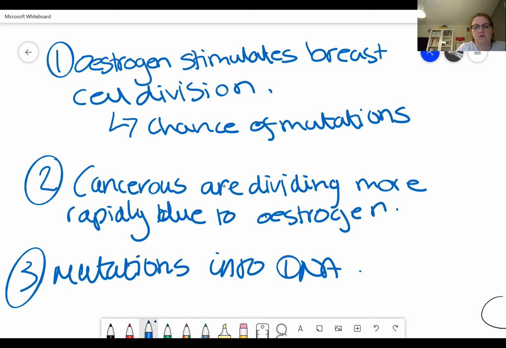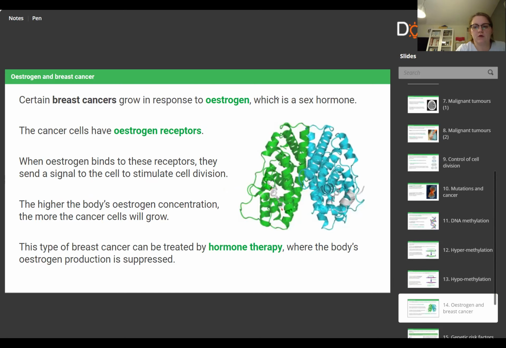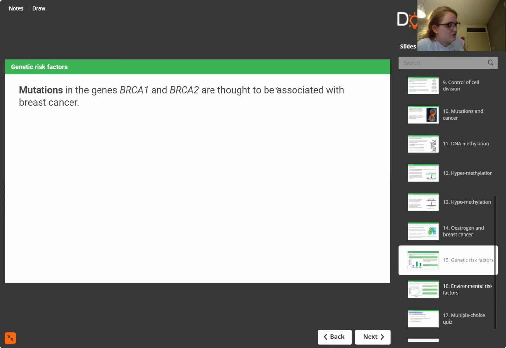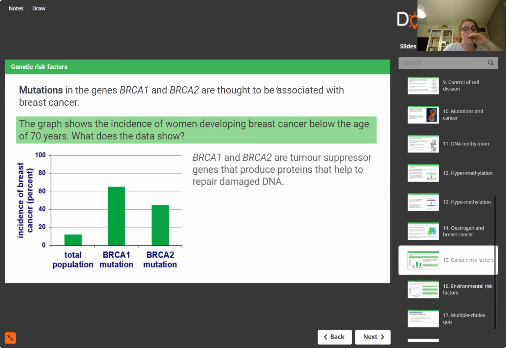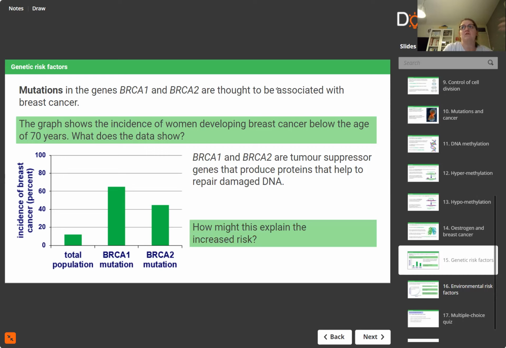So let's quickly switch back. Genetic risk factors. So we can have mutations in specific genes. One you've probably heard of is the BRCA1 and BRCA2 genes, and they're thought to be associated with breast cancer. This graph shows the incidence of women developing breast cancer below the age of 70. We've got the total population, but if you have a BRCA1 mutation, you've got a lot higher chance of having cancer than the general population, similar for BRCA2. BRCA1 and BRCA2 are tumor suppressor genes, and these produce those proteins that help to repair damaged DNA. So the mutations in them basically stop them from working properly, which means those proteins aren't released, which means you have a higher chance of developing breast cancer.